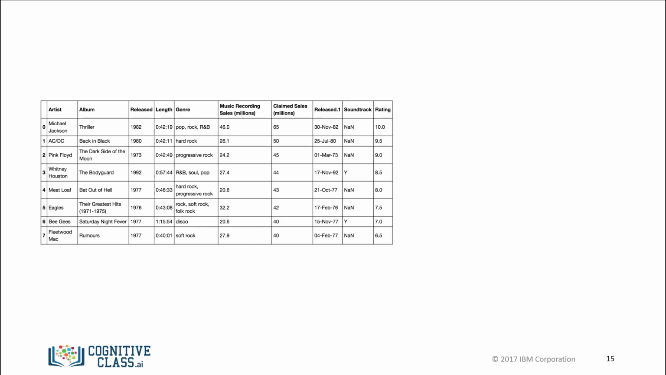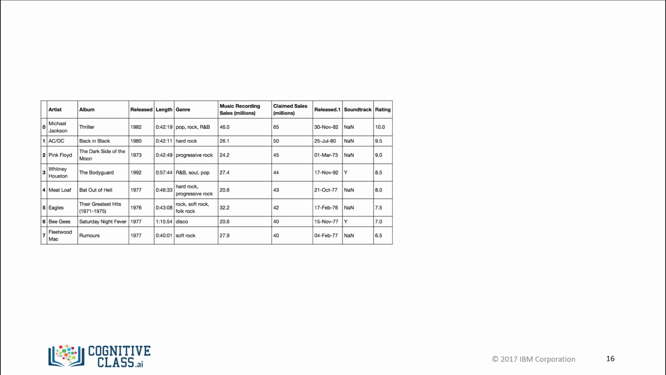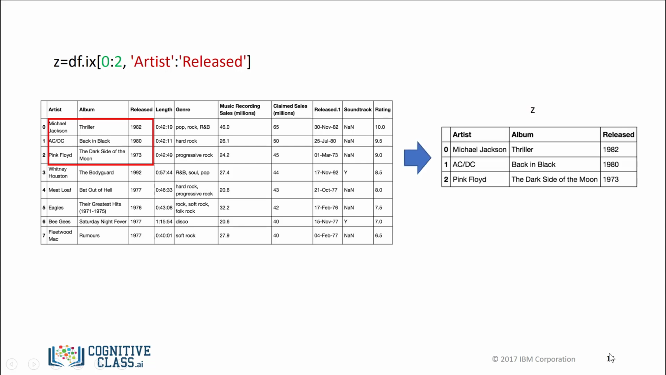You can also slice data frames and assign the values to a new data frame. We assign the first 2 rows and the first 3 columns to the variable z. The result is a data frame comprised of the selected rows and columns. You can also slice data frames and assign the values to a new data frame using the column names. The code assigns the first 3 rows and all columns in between to the columns named Artist and Released. The result is a new data frame z with the corresponding values.